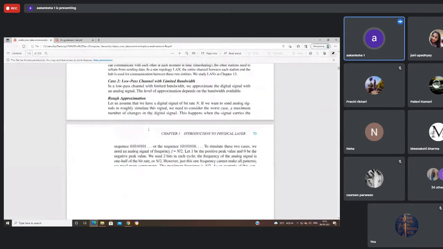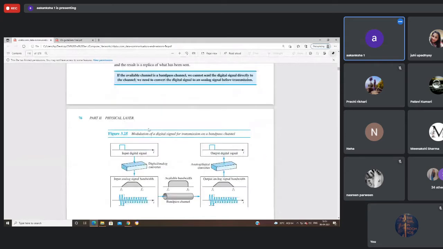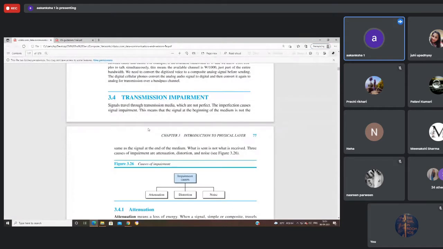Then we left off yesterday on transmission impairments. We were discussing that there are various causes of signal impairment. We are supposed to receive the signal as it is, what the sender has sent. We assume there is no noise on the channel and no transmission impairment, and it should be received as it was sent from the sender side. But we have three types of causes of impairment: attenuation, distortion, and noise.